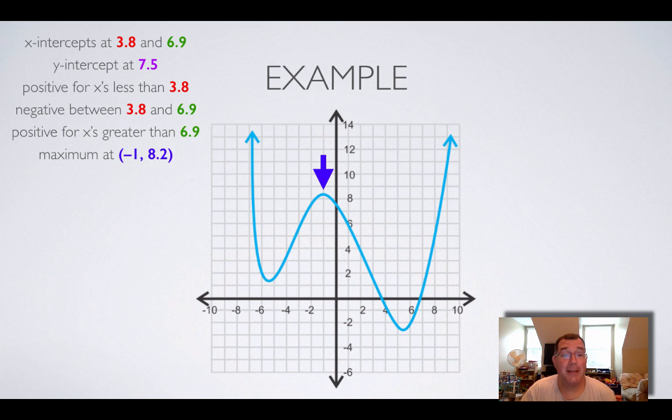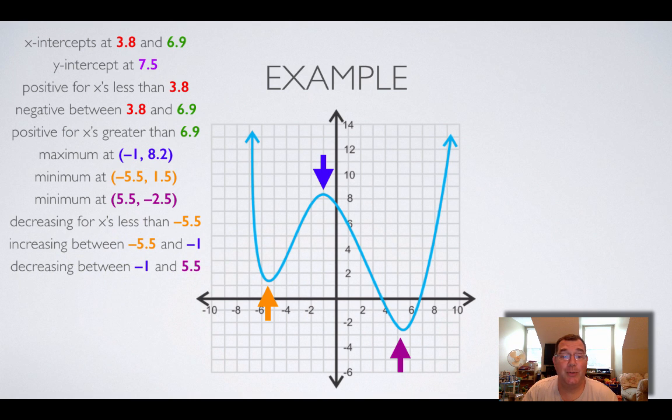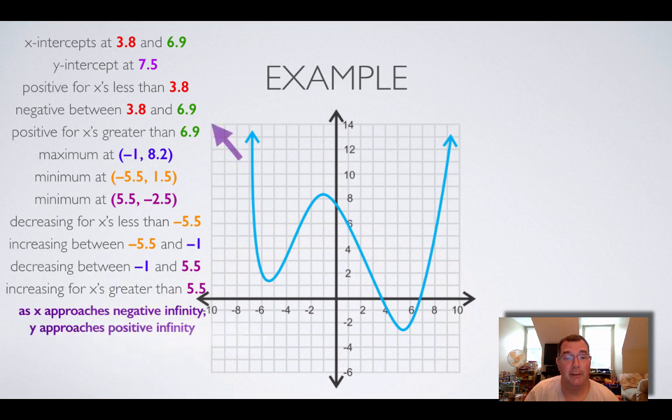Now, talking about maximums and minimums, I have a maximum at -1 and 8.2. I have a minimum at -5.5 and 1.5, and I have a minimum again at 5.5 and -2.5. The function decreases before I get to -5.5. It increases between -5.5 and -1. It decreases again between -1 and 5.5, and then it increases after I leave 5.5.